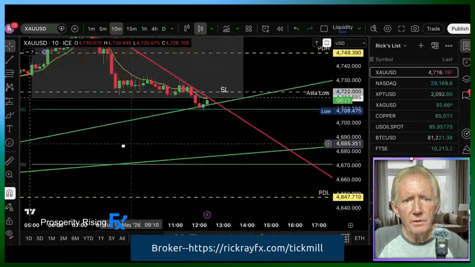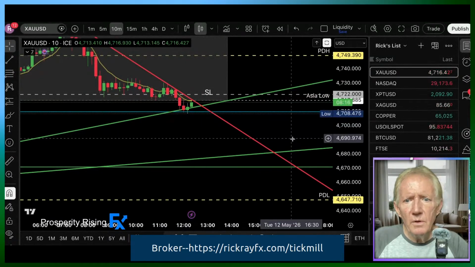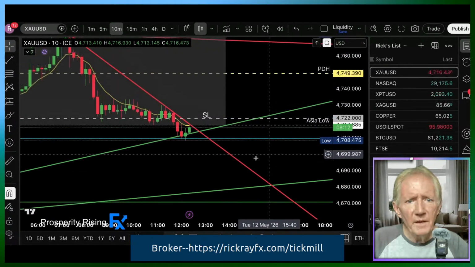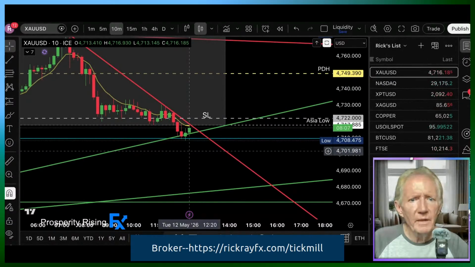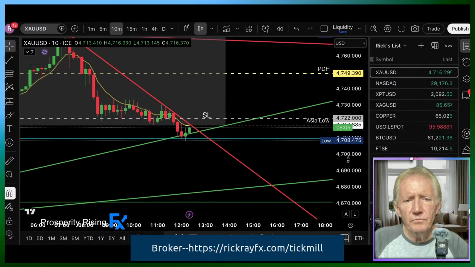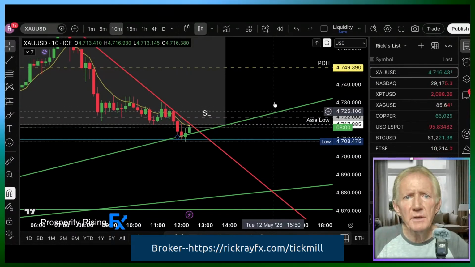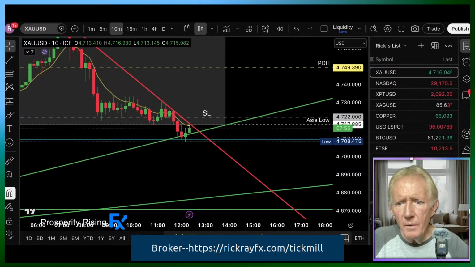So let's get back over here and see what's unfolding. What are we doing here? Another bit of a pullback. Maybe it'll bounce off of the trend line. We will see. Still another 10 minutes before half past the hour. Yeah, futures 1,000 tick move.